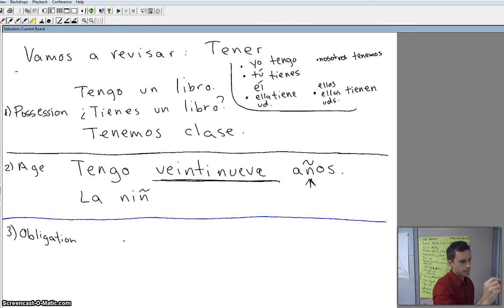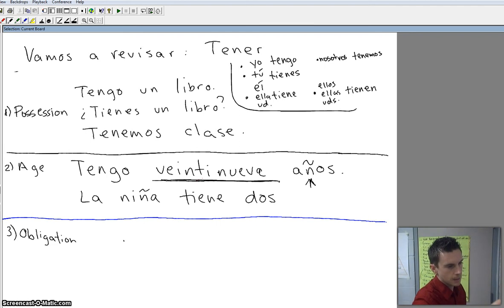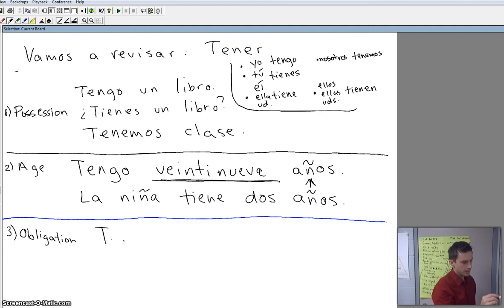La niña tiene 2 años. The girl has 2 years. Basically, the girl is 2 years old. Alright. Obligation, saying that we have to do something. Alright. Obligation, we use tener with que.